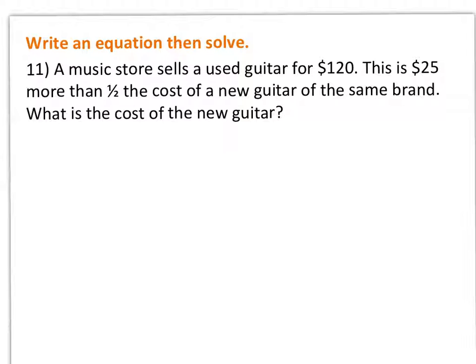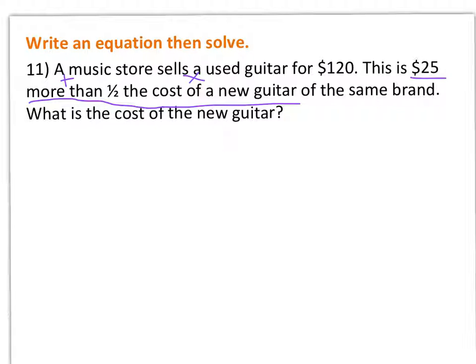Okay, our last problem is a word problem. It says write an equation, then solve. A music store sells a used guitar for $120. This is $25 more than half the cost of a new guitar of the same brand. What is the cost of the new guitar? All right, so we have some review of vocab here, right? We see $25 more than half the cost of a new guitar. Remember, more than means we're going to be adding, and then of means multiplication.